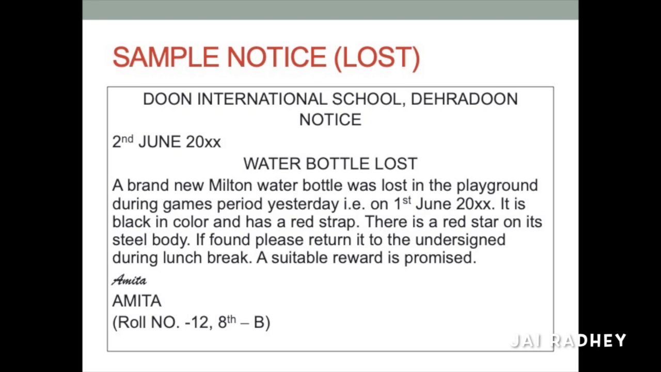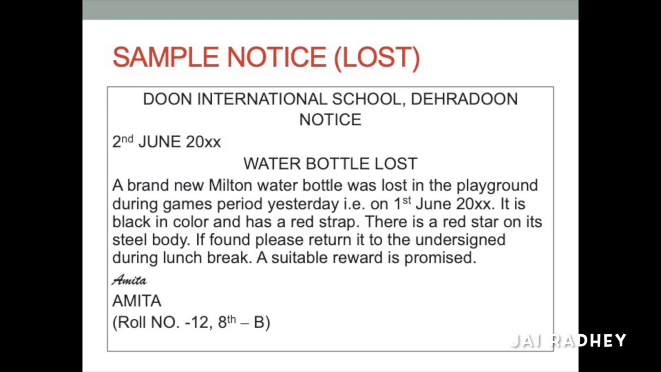A brand new Milton water bottle was lost. What was lost? We have to keep the W's in mind. Milton water bottle was lost. Where was it lost? In the playground. When was it lost? During games period yesterday, that is on 1st June 2020. It is black. Then description of that particular product. What is it? It is black in color and has a red strap. There is a red star on its steel body.